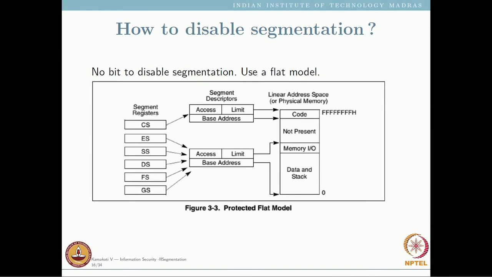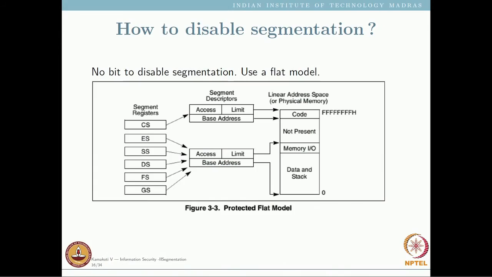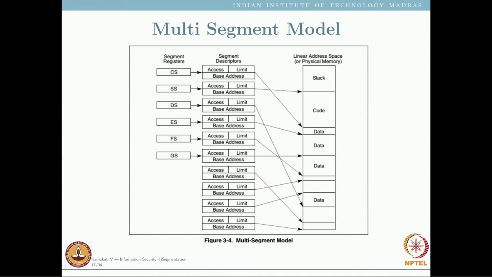We cannot disable segmentation in protected mode, but what we can do, like many operating systems do, is say that the entire 4 GB is one segment. You map the code, stack, everything to one single segment, so that there is no segmentation. So, it is equivalent to saying there is no segmentation. But for protection and security purposes it is not advisable, for all the things that we have seen so far. So, the best preference would be to have a multi-segment model.